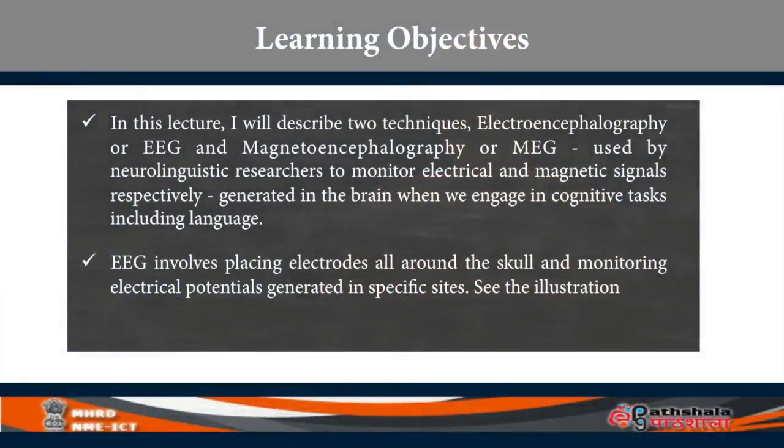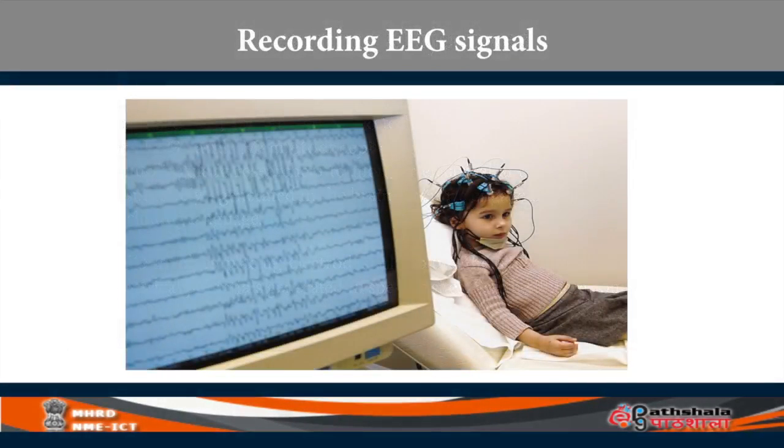One is electroencephalography, popularly known as EEG, and the other is magnetoencephalography, or MEG. EEG involves placing electrodes all around the scalp, as you will see in the picture of a little girl attached to the EEG machine, and the electrical signals are monitored on the computer as shown in the picture.